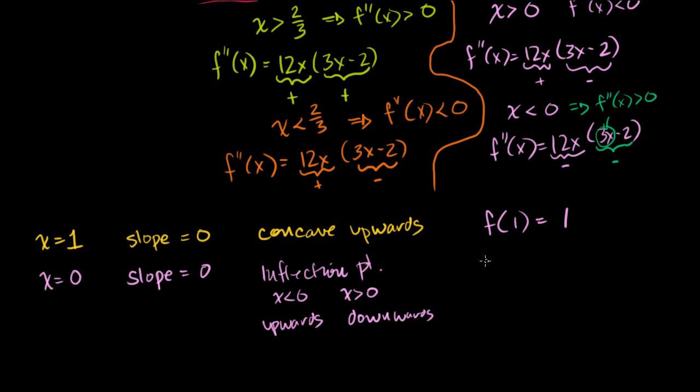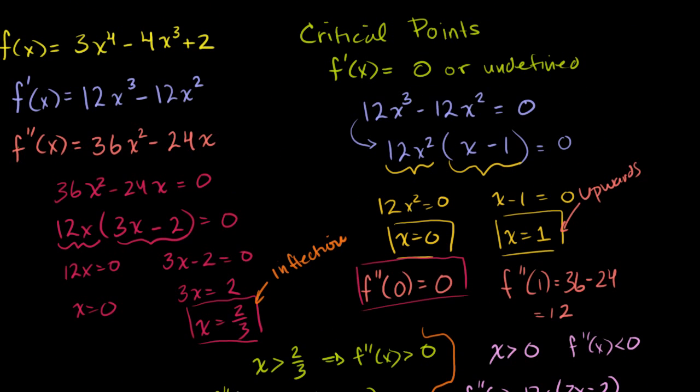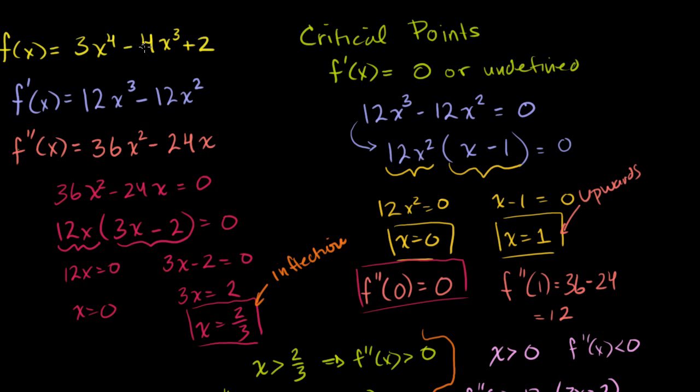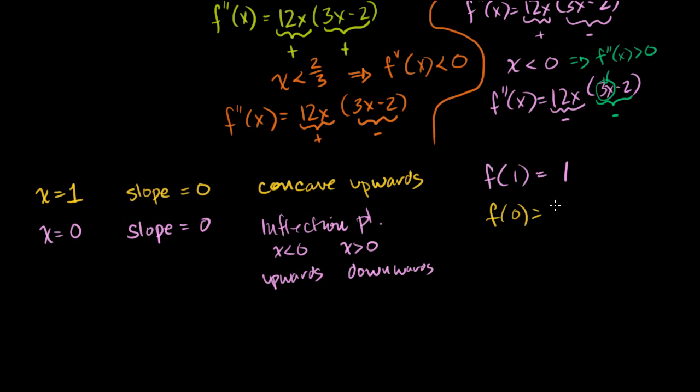And then what is f of 0? Just so we know, because we want to graph that point. F of 0. Let's see, f of 0, this is easy. 3 times 0 minus 4 times 0 plus 2. Well, that's just 2. F of 0 is 2.